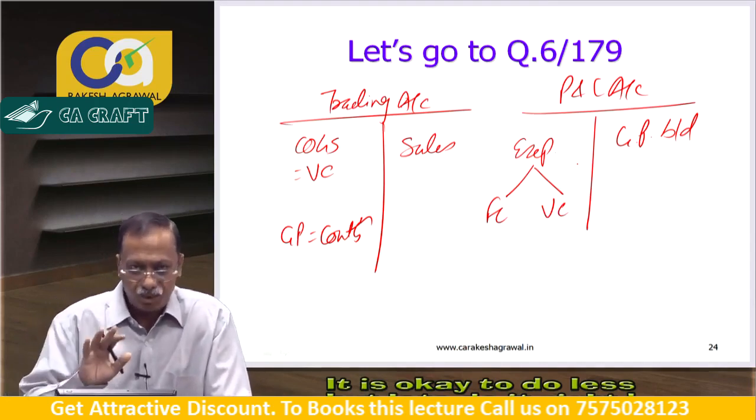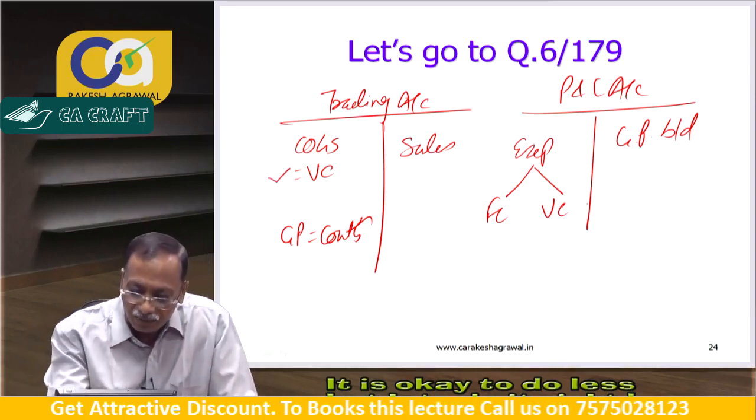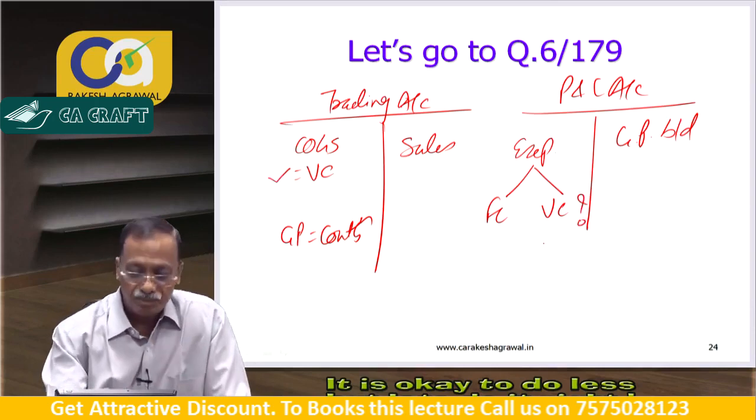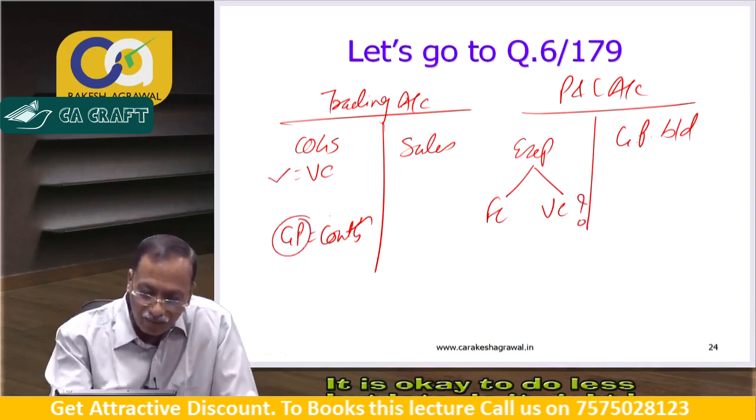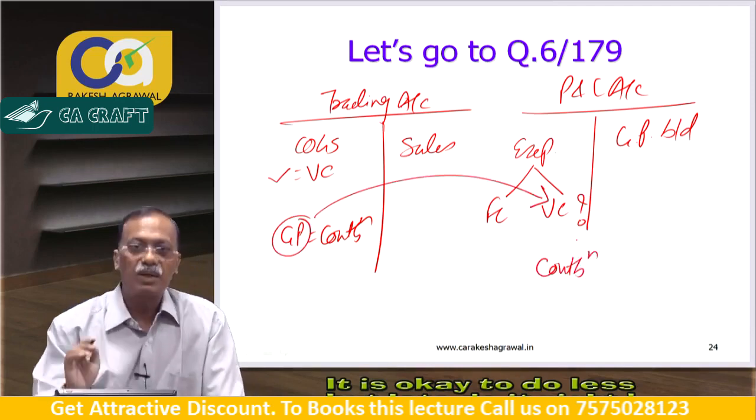No. I hope you are getting my point. See, this one variable cost is deducted, but this one is left. So what do I have to do? From this gross profit, I have to deduct this variable cost also to get contribution as per marginal costing. Are you getting it?